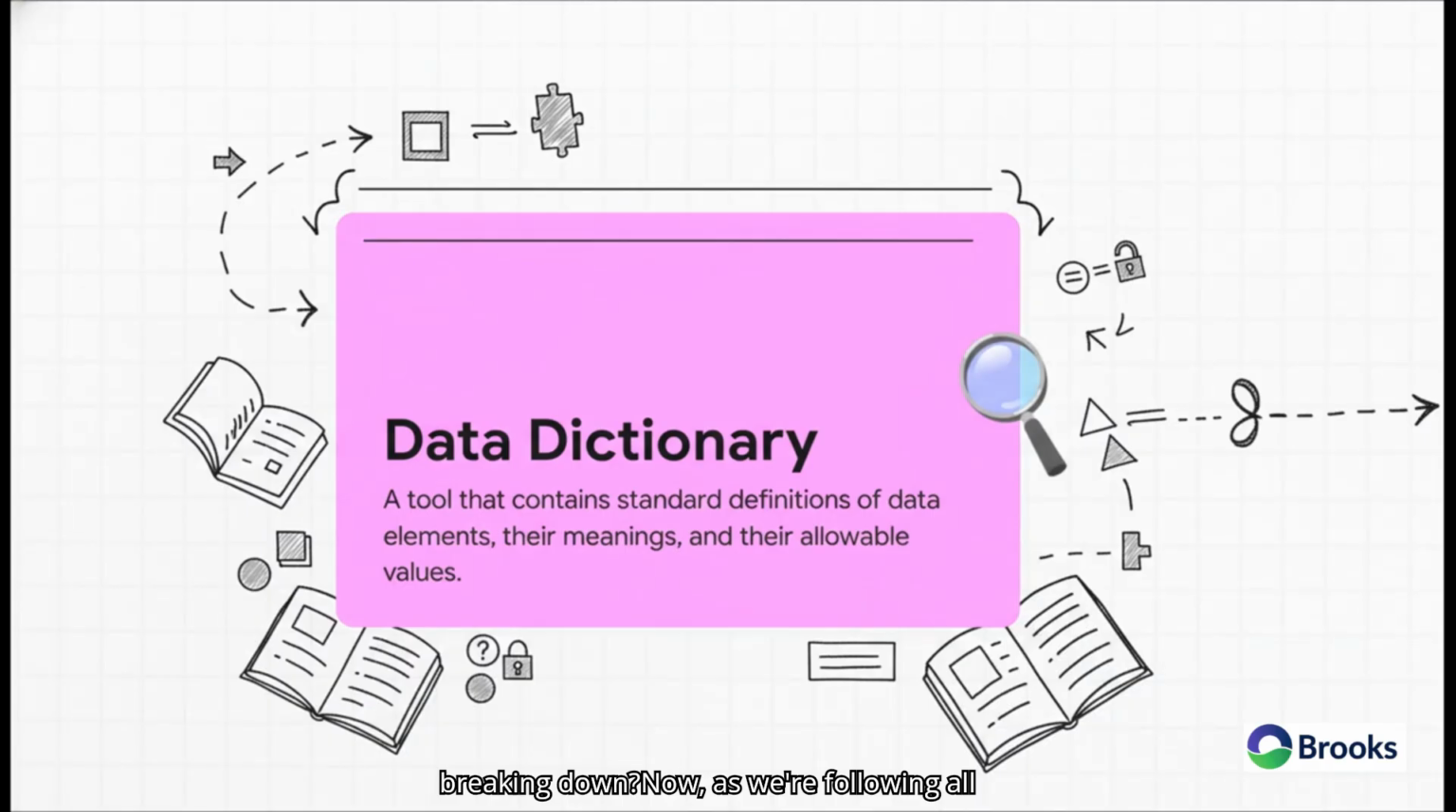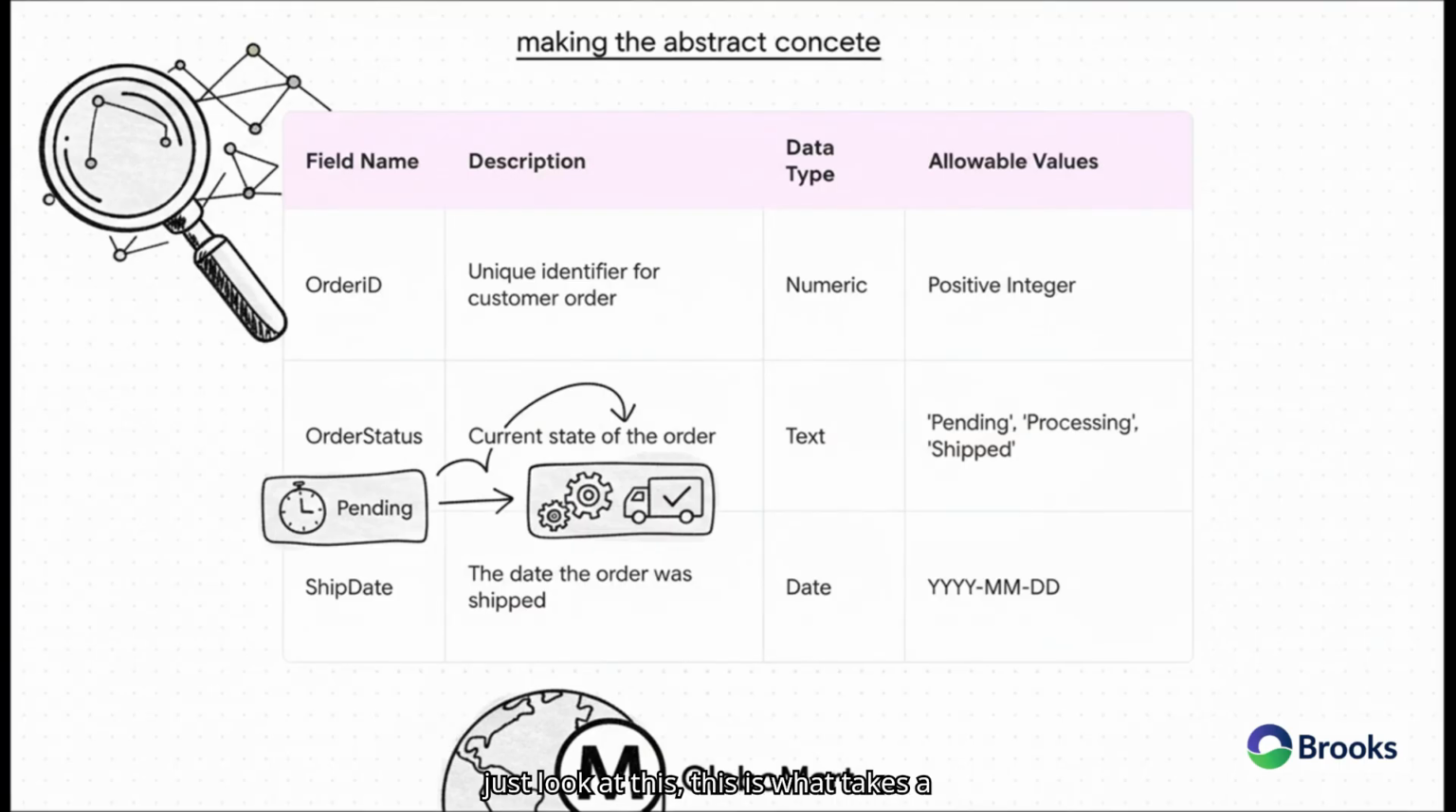Now, as we're following all this data, we have to get really specific. What exactly do we mean by order status? That's where a data dictionary comes into play. You can think of it like a strict dictionary for all your data, defining every little piece so there's zero room for confusion. And just look at this. This is what takes a vague idea and makes it totally concrete. An order status isn't just some fuzzy concept anymore.